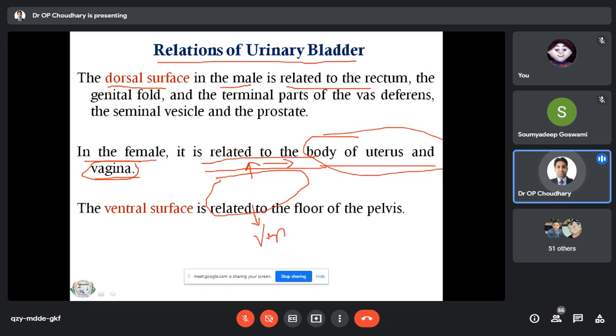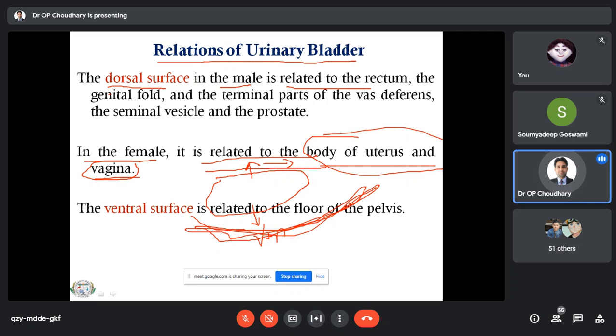And the ventral surface of the urinary bladder, in the case of the male or female, is related to the floor of the pelvis, because this whole part is usually covered by the floor of the pelvis. So the ventral part of the urinary bladder is related to the floor of the pelvis.